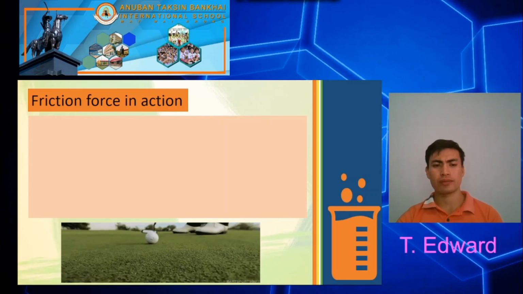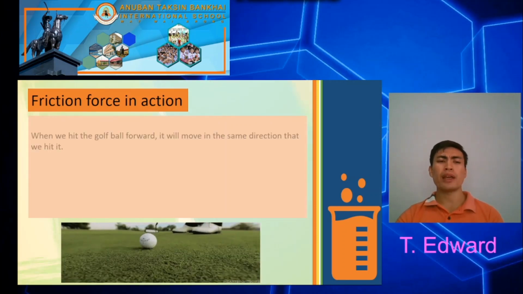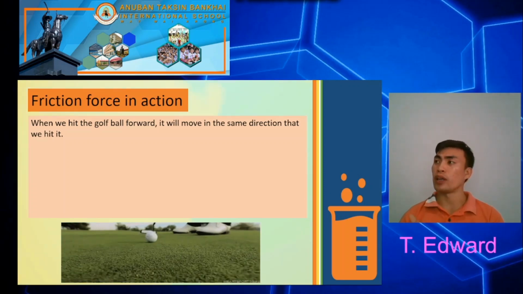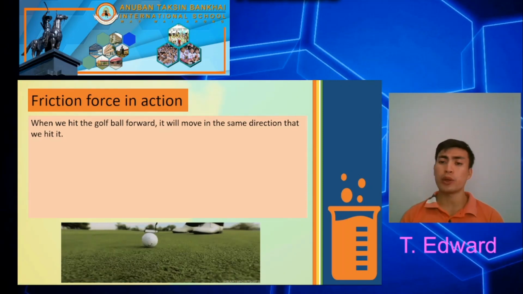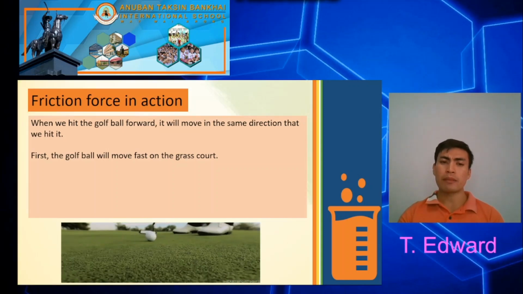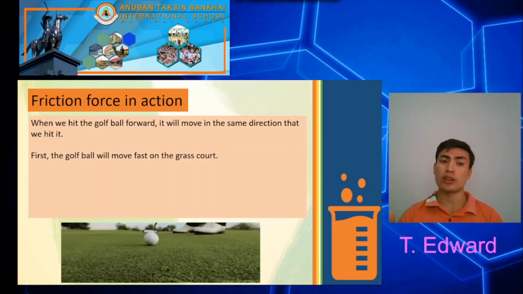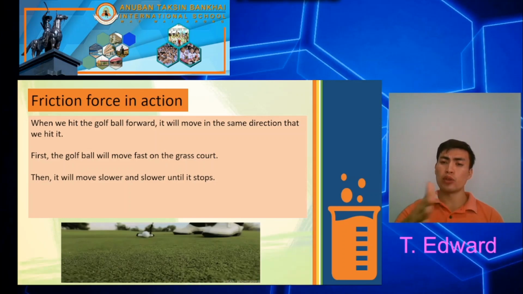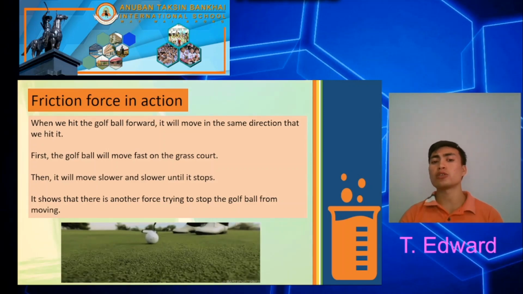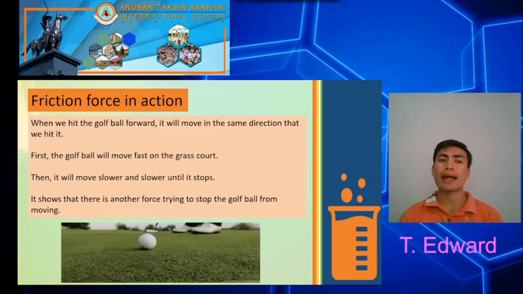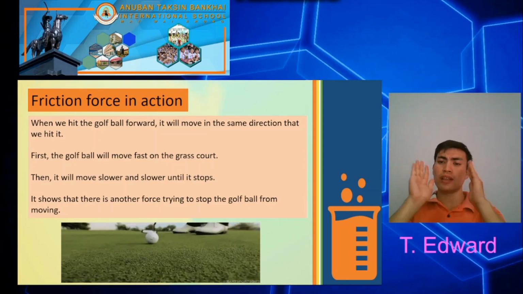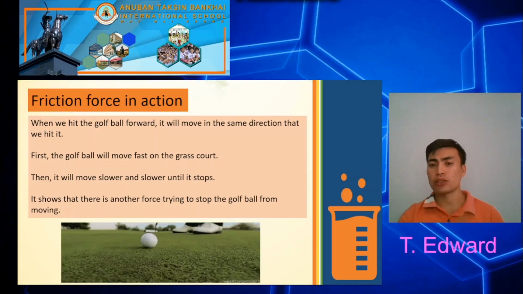What sport is this? This is golf, right? When you play golf and hit the golf ball forward, it will move in the same direction that we hit it. If we hit it to the left, it will go to the left. If we hit it to the right, it will go to the right. But have you noticed that at first the golf ball moves very fast, but eventually it slows down until it stops? So we understand that there is another force that tries to stop the golf ball from moving, and that is exactly our lesson today, friction force. Everything that moves will eventually stop because of friction.